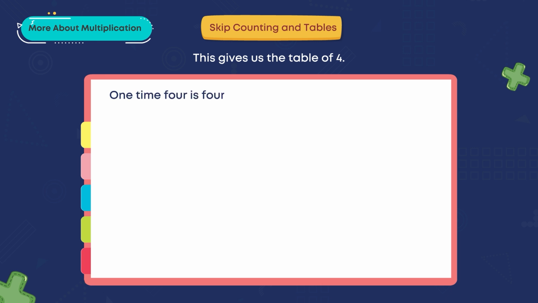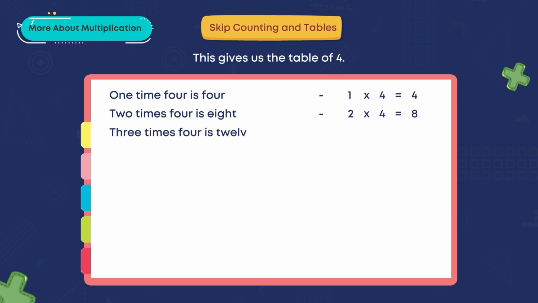1 times 4 is 4. 2 times 4 is 8. 3 times 4 is 12.